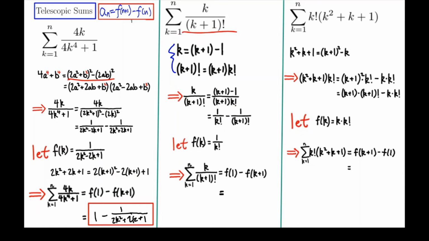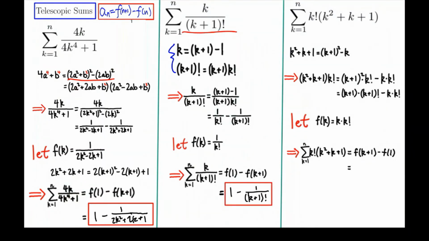So if we put it in, a bunch of it cancels and we get that this is equal to f(1) minus f(k plus 1). So put those values in. This is equal to 1 minus 1 divided by (k plus 1) factorial. And there you go. That's our answer to our second example.